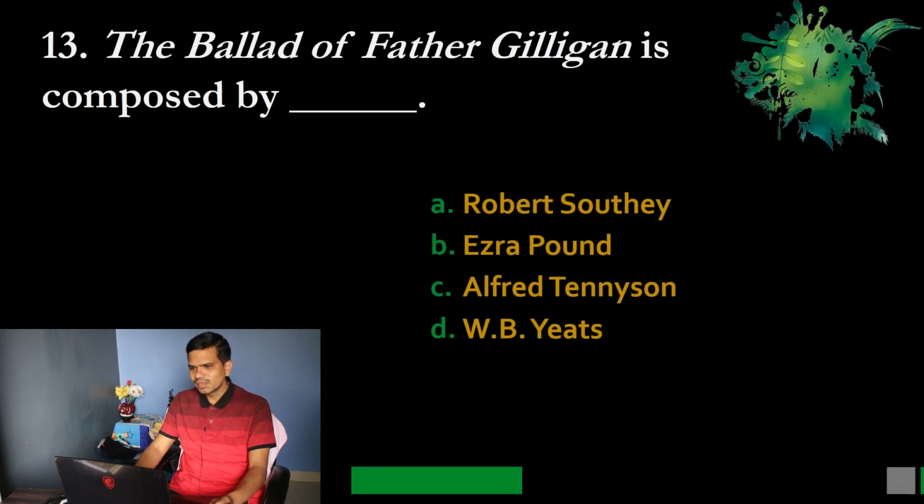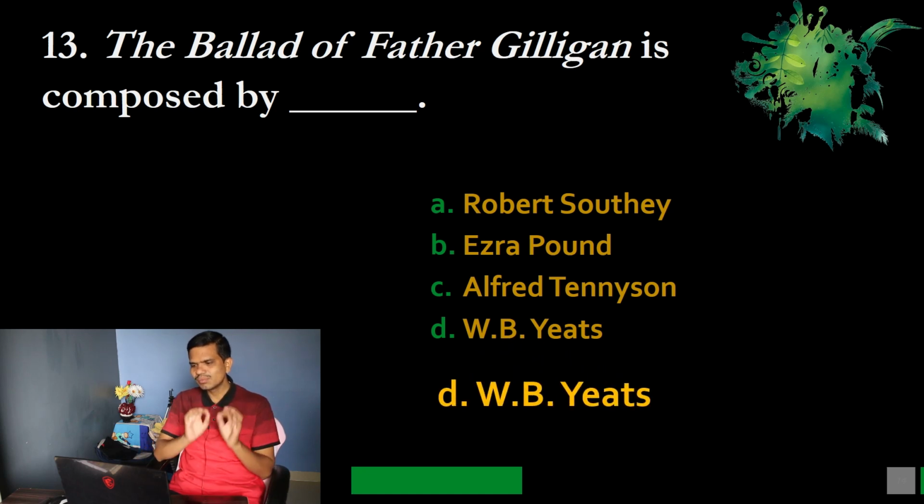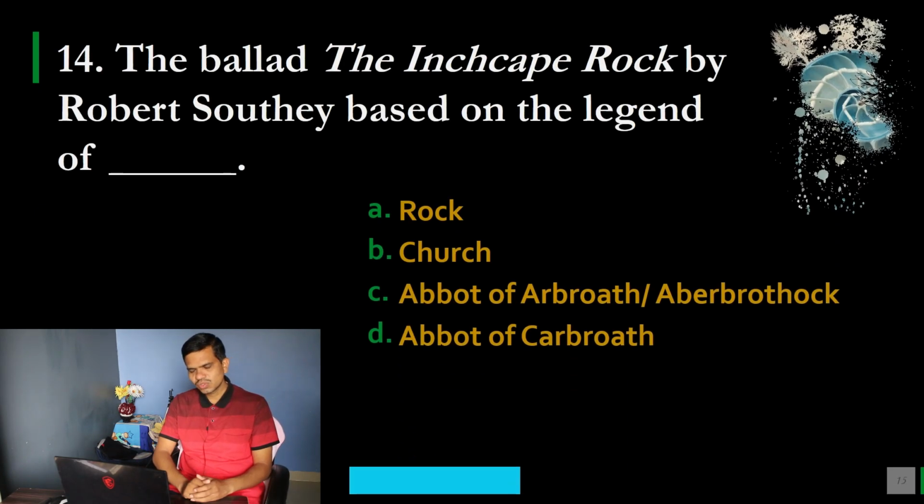Next question. The Ballad of Father Gilligan is composed by, who composed this ballad? Options are A, Robert Southey, B, Ezra Pound, C, Alfred Tennyson, and D, W.B. Yeats. Who composed this ballad? The correct option is William Butler Yeats, D option.